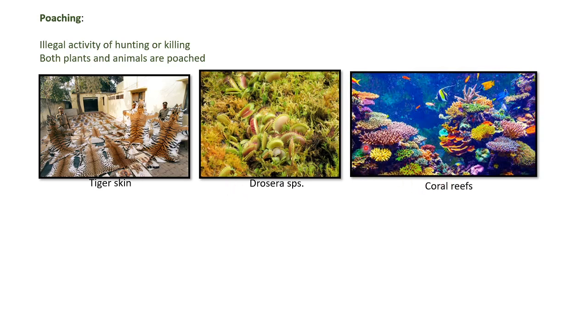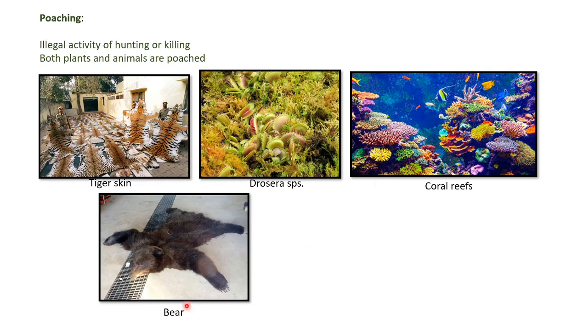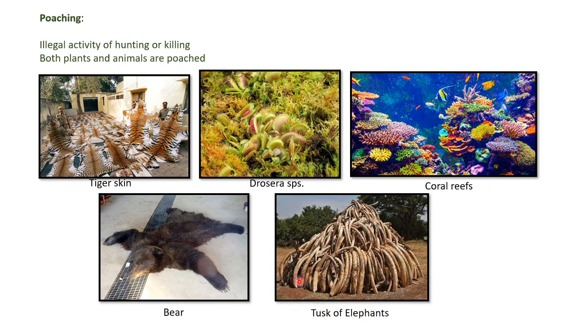Coral reefs. Coral reefs, as we know, are present in the bays of the oceans. They are very beautiful creatures. These are often poached for making fashion jewels. Bear is poached for its skin and for the bile juice in its gallbladder, which is used by many Chinese medical practitioners. And fourth is the tusk of elephants, which has ivory, and ivory is a very valuable material which has great carving properties and is used for jewelry and many other purposes.